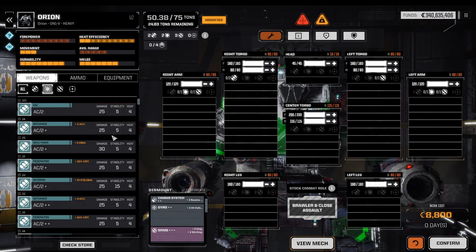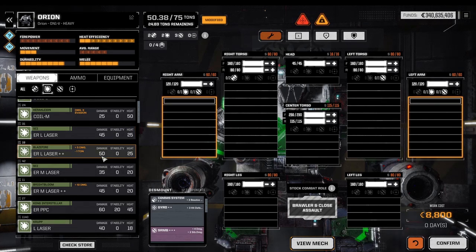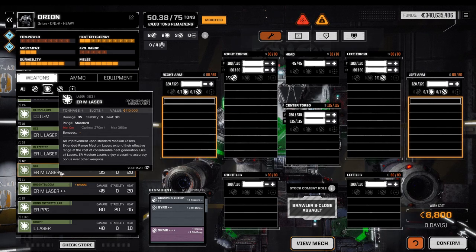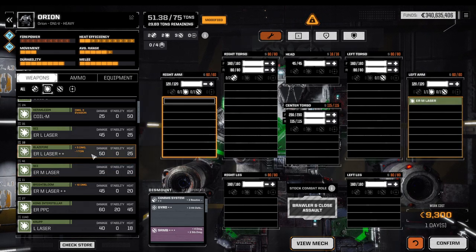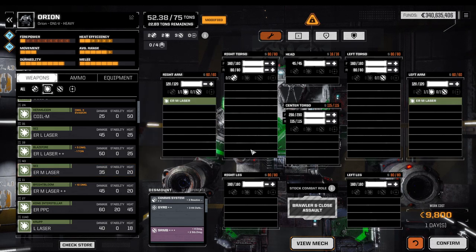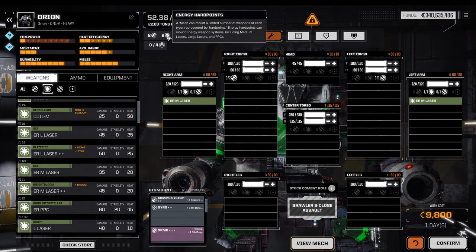The way that I would go about it is, as a standard, I start with laser weapons, and we're just taking the standard weapons that are available. So I would take the extended range medium lasers, as they offer a 35 damage per ton ratio. Both of the hardpoints are being taken.